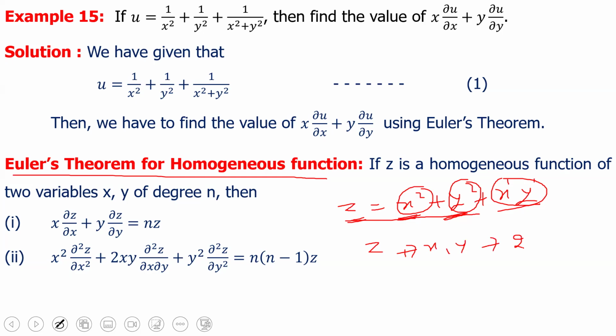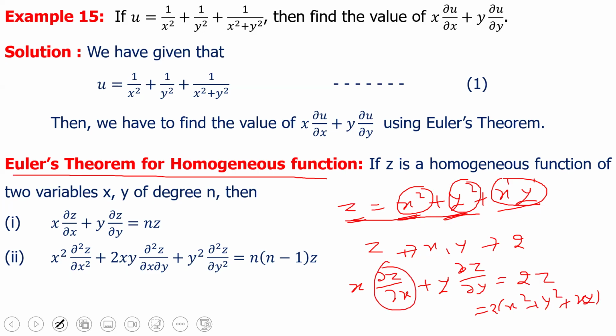So if you want to find the value of x del z del x plus y del z del y, this is nothing but 2 times z, or 2 times x square plus y square plus xy. Right? So even without finding the partial derivatives of z with respect to x and y, we are able to say the value of this expression by using Euler's theorem. Okay, let us try to prove whether it is true or not.